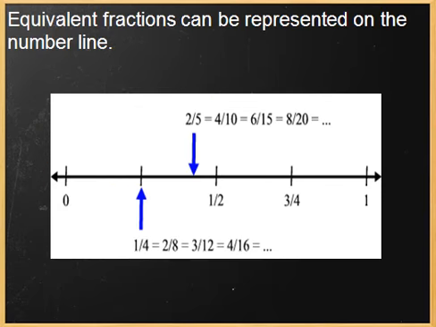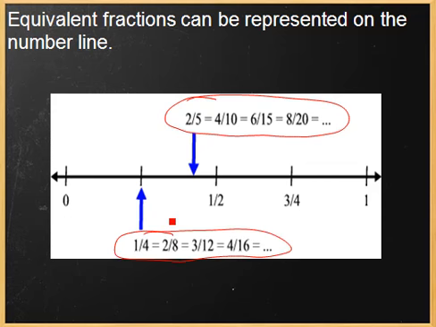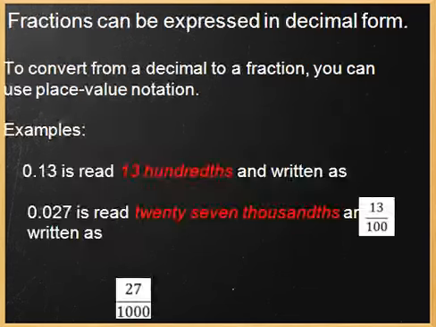Equivalent fractions, since they represent the same rational number, can be placed on the number line. Here we see 2/5 in its equivalent form, and we know that 1/4 is less than 2/5, and we can also write its many equivalent forms. Fractions can also be expressed in their decimal form.